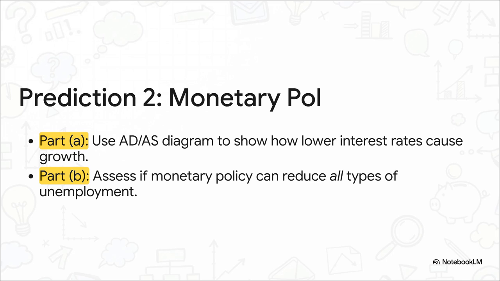Now for our second macro prediction, all about monetary policy. Part A could very well be another diagram question. Use an AD/AS model to show how cutting interest rates can fire up aggregate demand and get the economy growing. But the real challenge is in Part B, where you have to assess the limits of that policy. Sure, it might help some unemployment, but can it reduce all types? What about structural unemployment, where people's skills just don't match the jobs available? That's what you'll need to dig into.